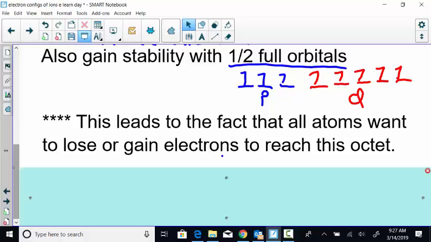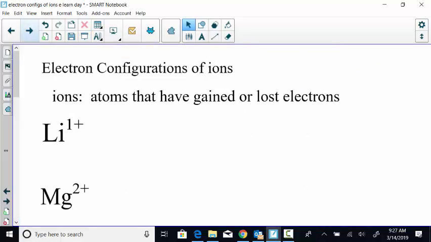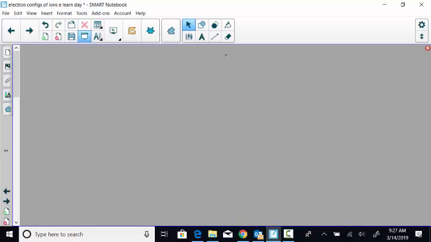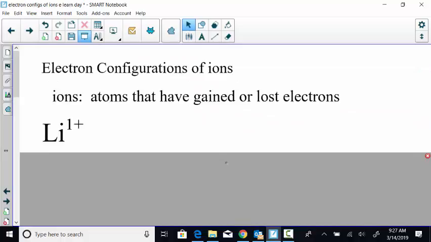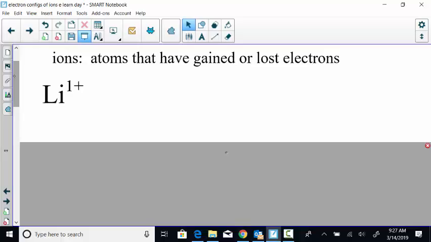Because they do that, one of the things that we're going to look at is the electron configurations of these elements. If you look at the configurations of these elements, it actually helps us to see how they do this task. We're going to look at electron configurations of ions and figure out how that happens. So remember, an ion is just an atom that has gained or lost electrons. Let's start with a lithium ion. Now, I'm going to start with normal lithium.